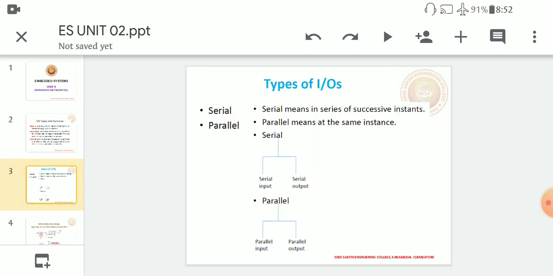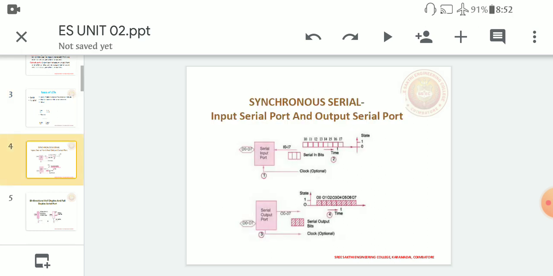There are two types of communication for input and output ports: one is serial and the other one is the parallel port. A serial port is used for successive instances and a parallel port is used for the same instance, for communication and data transferring.